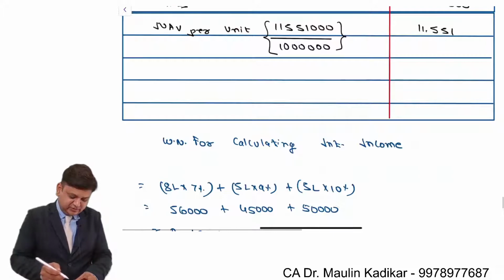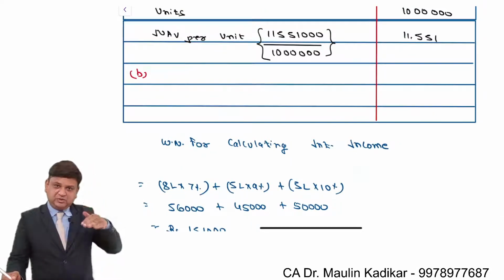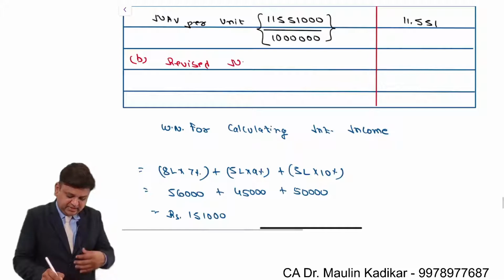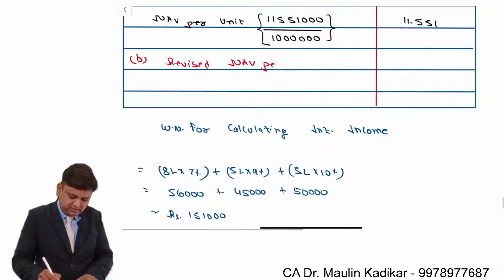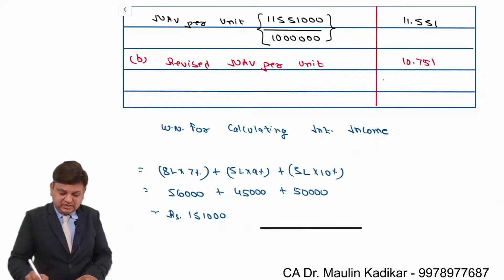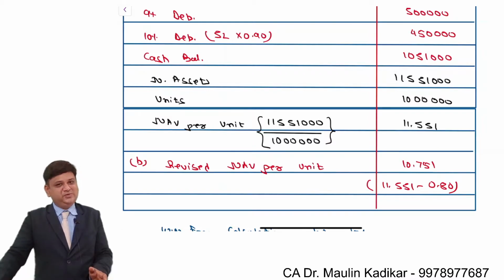Because we understand that if at all you pay dividend, to that extent the cash balance will reduce. That is the reason. So revised net asset value per unit is 10.751. It is 11.551 minus 80 paise. Because when you pay dividend, to that extent the cash balance will reduce.